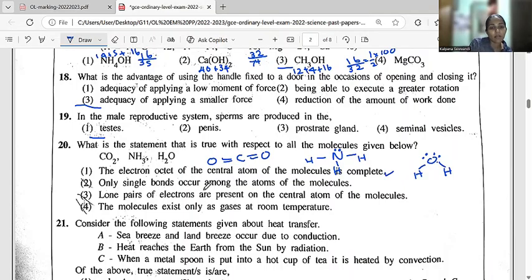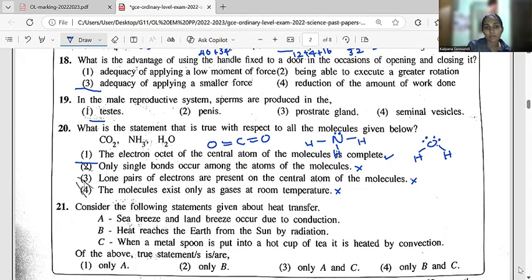That's correct. Only single bonds occur among the atoms of the molecule. No, carbon dioxide has double bonds. Lone pairs of electrons are present in the central atom of the molecule. For ammonia and water it is correct, but for carbon dioxide it is incorrect. The molecules exist only as gases at room temperature. Water exists as a liquid at room temperature. So this statement is incorrect. The answer is the first one.